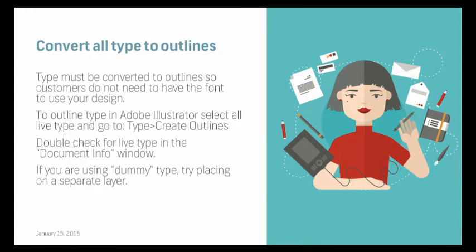In order to outline type, if you don't already know, it's really simple to do. In Adobe Illustrator, you're just going to go to Type in the menu bar and then select Create Outlines, and you're done.